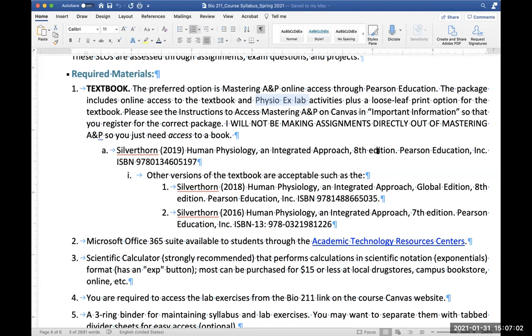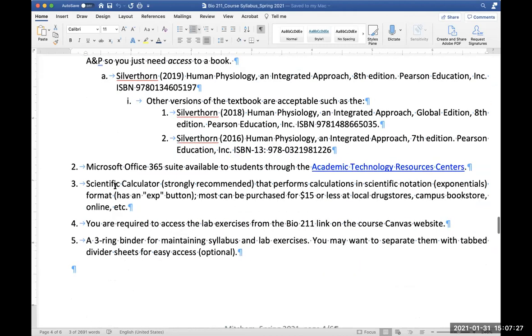I would recommend this as the version of the textbook that you do get because you get a lot of resources. And it also gives you access to purchase a loose leaf print copy of the textbook. I think it's about $25. So it's much less expensive than purchasing a hardback book. There's a few other things that you'll need. You'll need Microsoft Office software. So Excel and Word primarily.